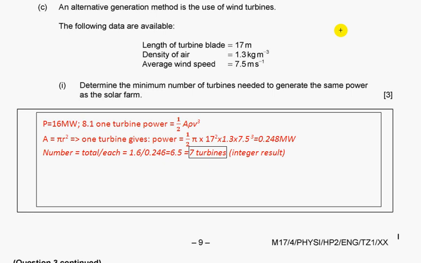An alternative generation method is the use of wind turbines. The following data are available: length of turbine blade, density, average wind speed. Determine the minimum number of turbines needed to generate the same power as the solar farm. So power equals 1.6 megawatt. For one turbine, the formula for power is this, where A is the area swept by the blade, so we use πr squared, and then divide the total by each to get the number of turbines. We get 6.5, so we should make it a whole number of turbines, 7.